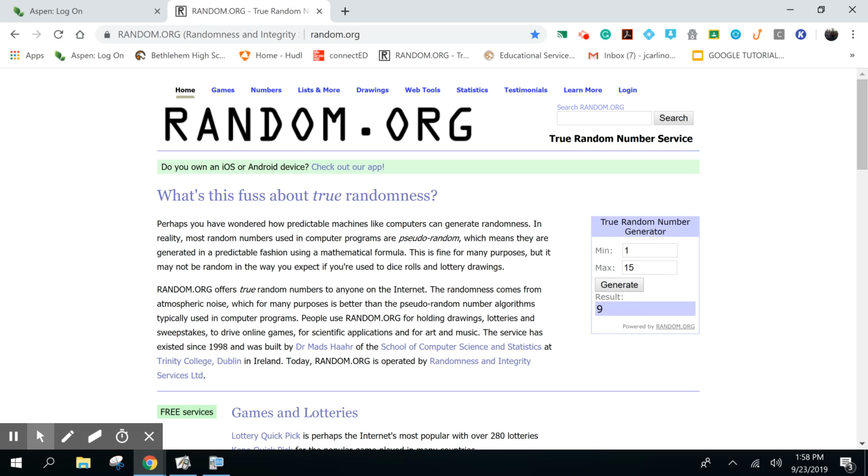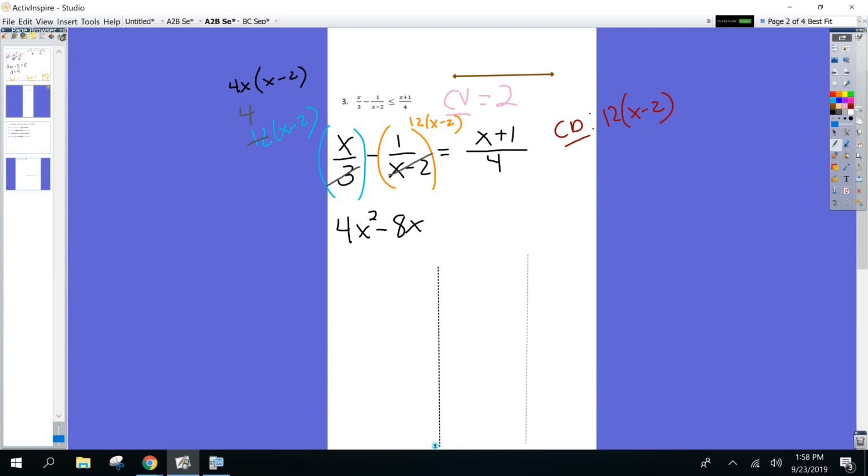9. Darn right they will. And what's left? 12. Minus 12. Oh boy, here we go. Now we get a little rough.